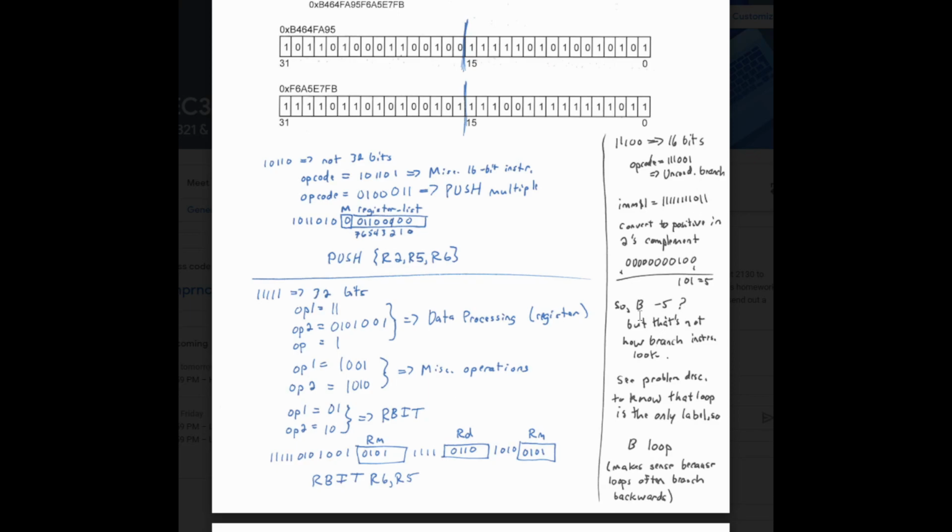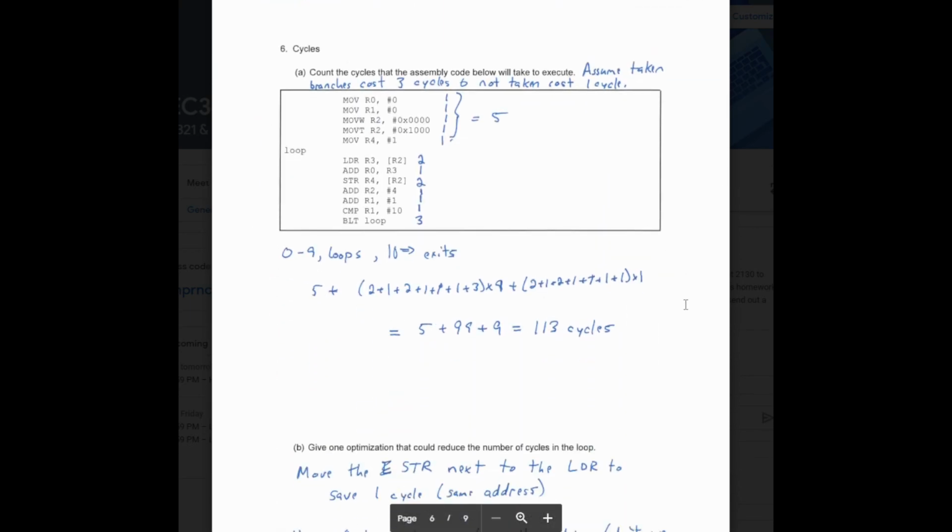That's not how branch instructions look, right? So B negative 5 is not what we would write in our code. Branch instructions are usually B and then a label name. And so we look at the instructions and see that, assuming the only label in the assembly code is named loop, this must be B loop. And that makes sense because loops often go backwards, right? We have a backwards edge that takes us to where we started, and that's how a loop functions. So a negative 5 immediate would just mean that we are going backwards 5 instructions, basically, or 5 addresses. Okay, so that's it for those.